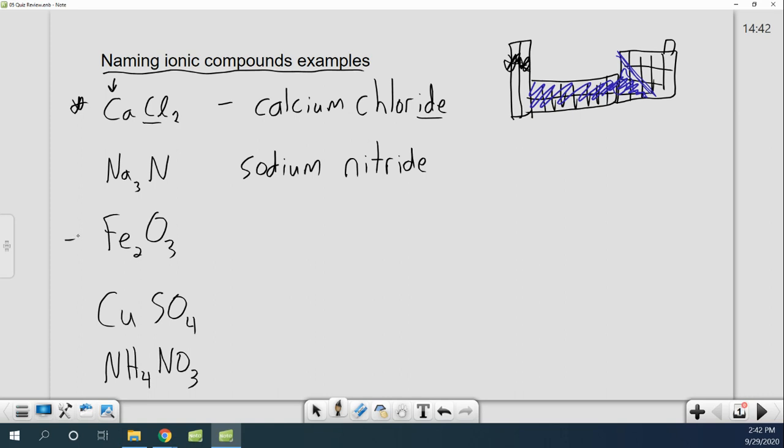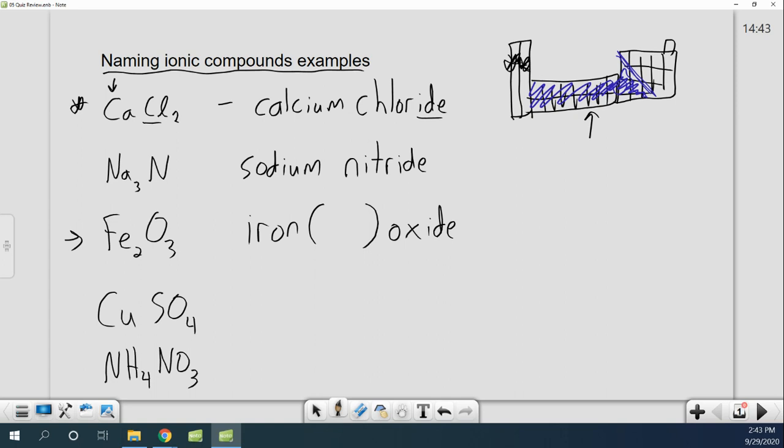All right, we're on number 3 here, C3, whatever you want. I got iron. I check my periodic table. Iron is in this block here somewhere. It's a transition metal. I'm going to need Roman numerals, and we're going to figure out what those are in a minute. And then I name the next one. Oxygen becomes oxide.